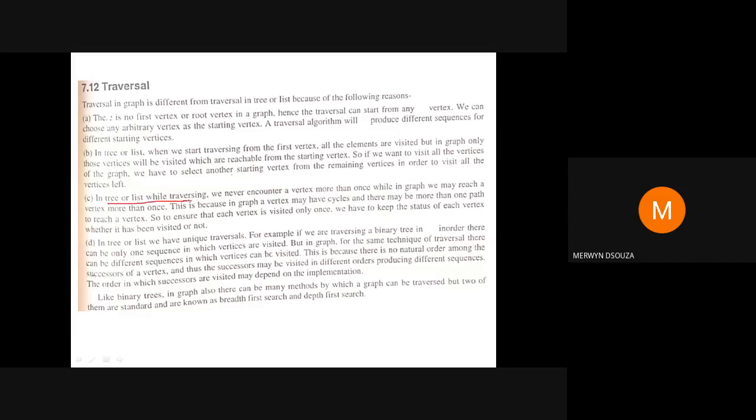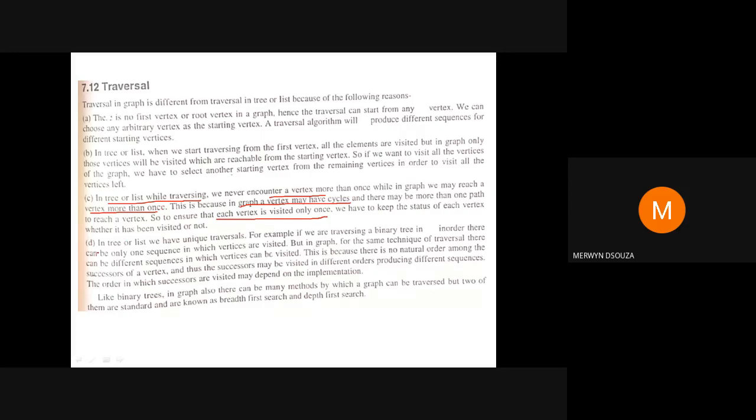In a tree, while traversing, we never encounter a vertex more than once. But in a graph, we can encounter the same vertex more than once, because like we learned, in a graph we can have cycles. Because there are cycles, there is more than one path to reach a vertex, so each vertex can be reached more than once. But in a tree there are no cycles, so each vertex is visited only once.